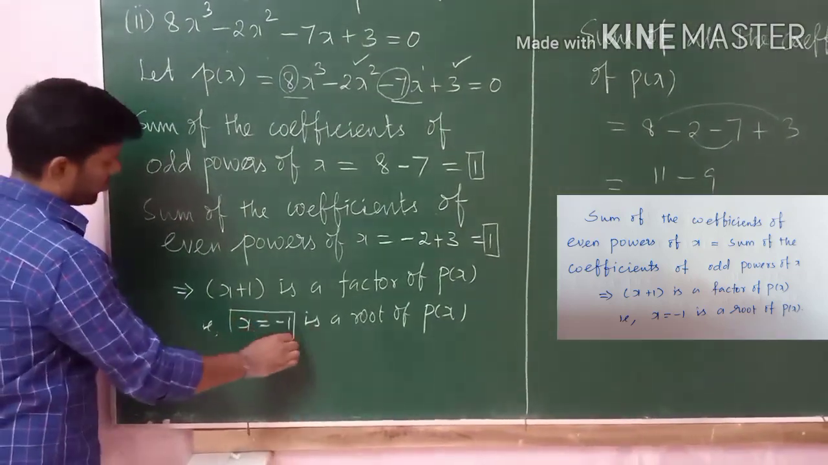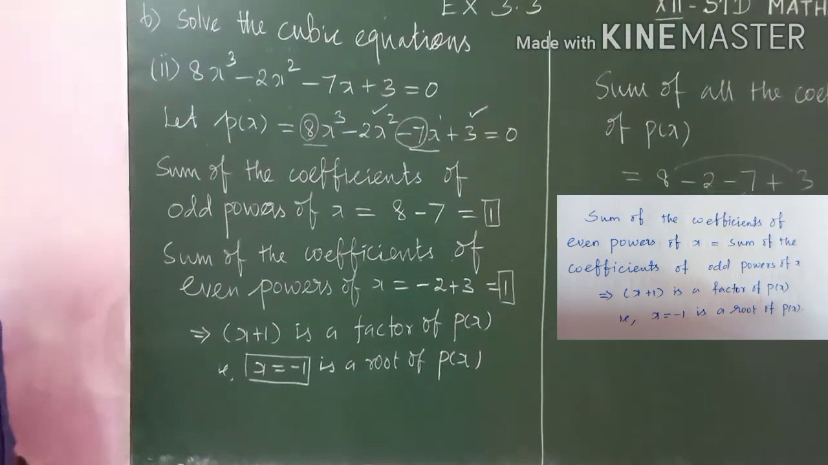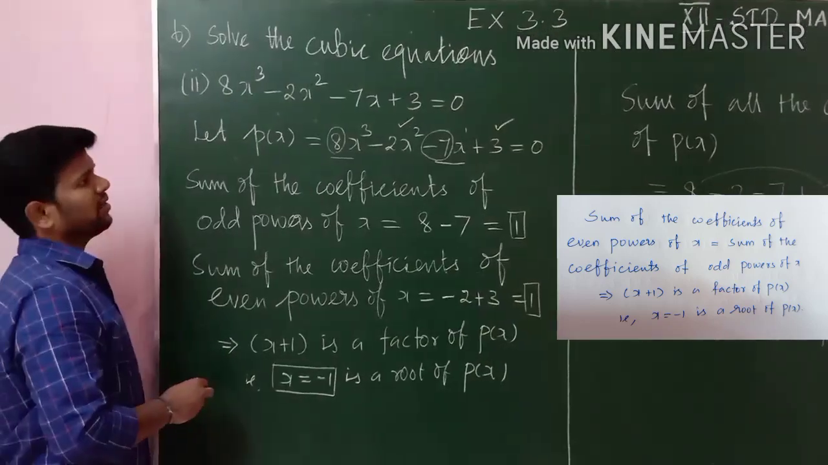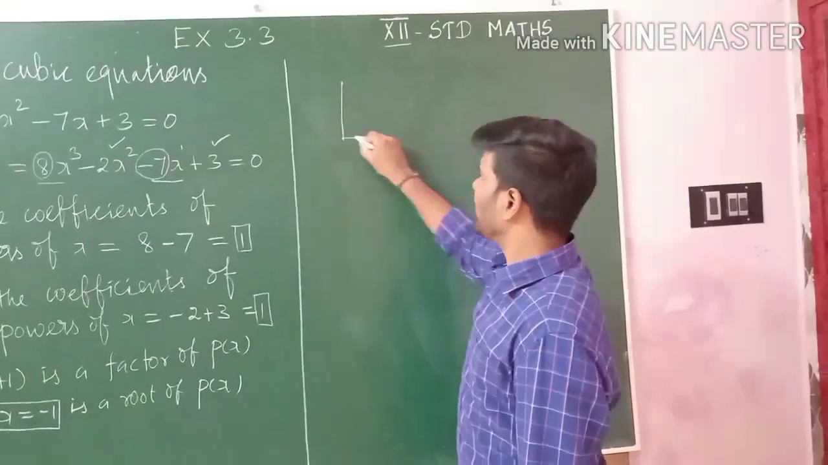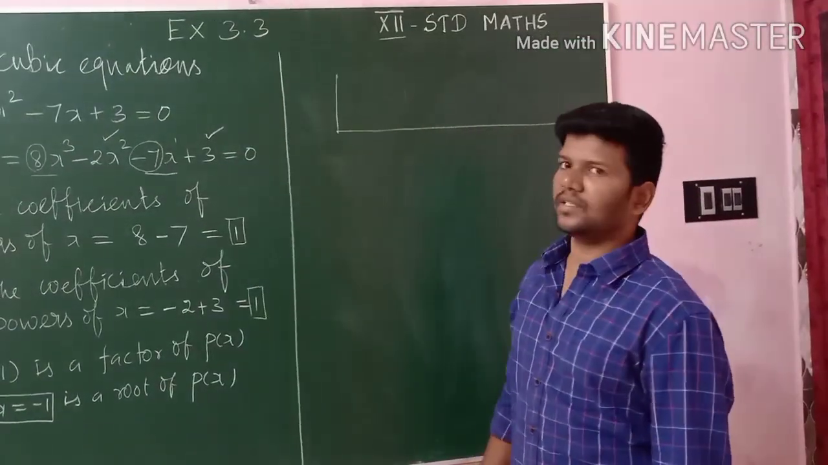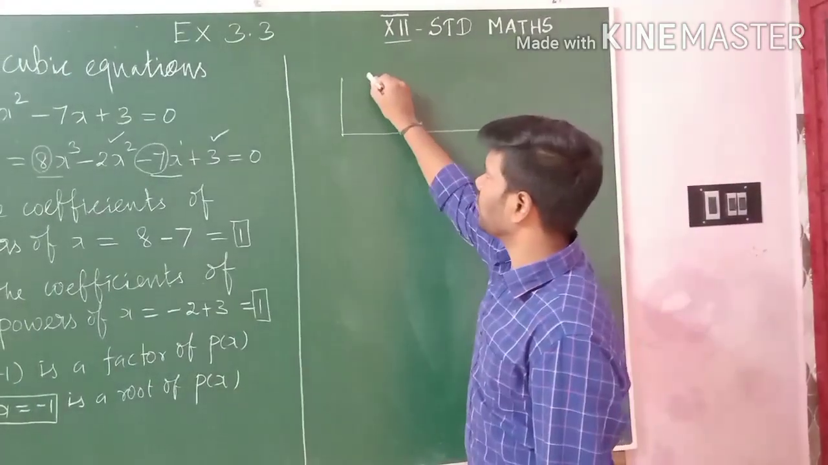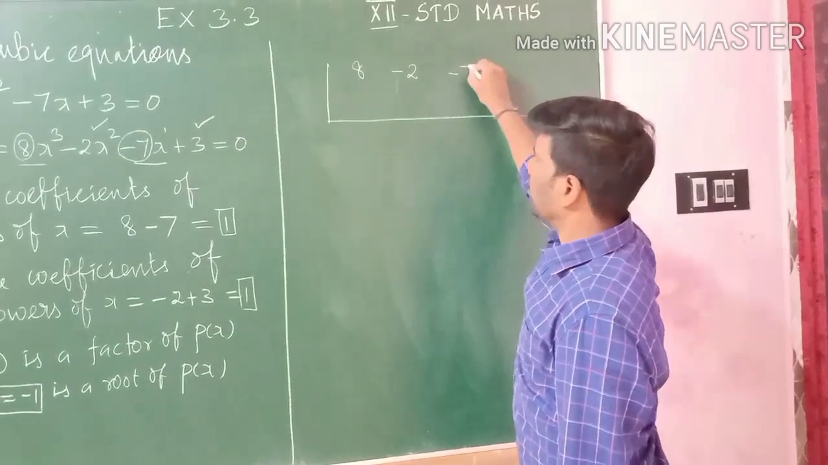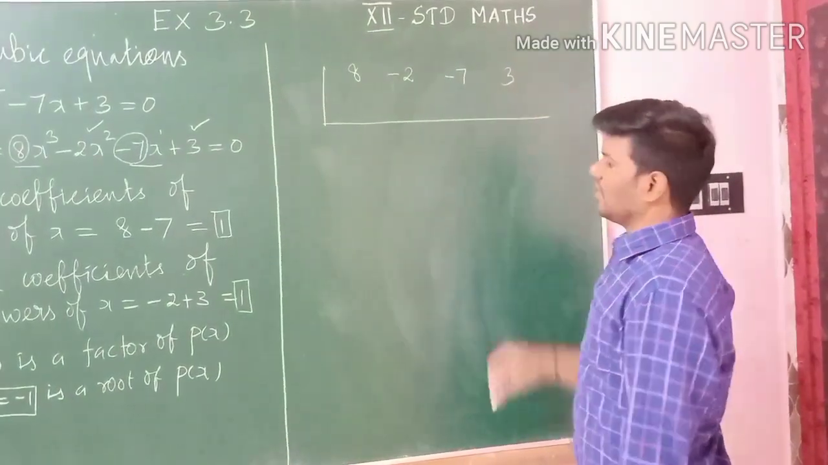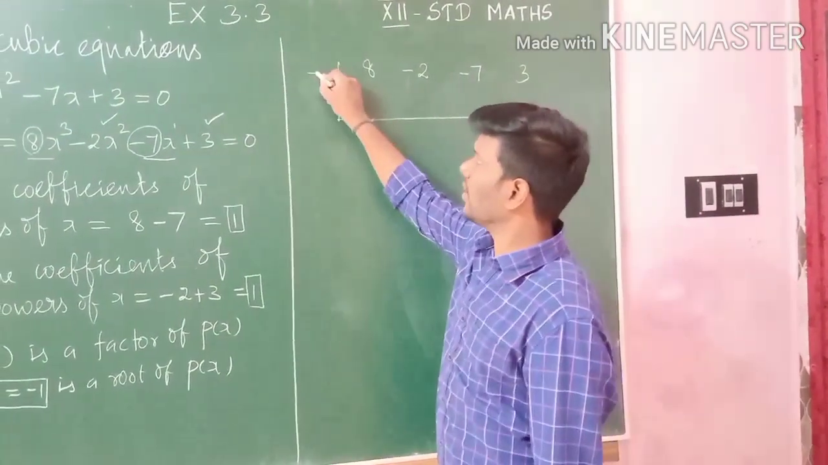So we found one root. So we have to find what? Other two roots. These other two roots we can find by synthetic division. In synthetic division, what shall we do? Write the coefficients of p of x in the first row. 8, minus 2, minus 7 and 3. What is our root? Minus 1.